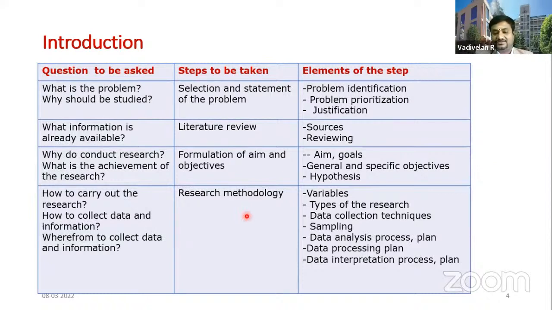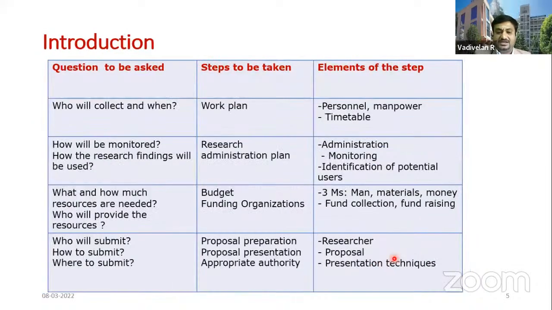It may vary with the type of grant or the type of work we carry out. So we call these the variables, the type of research, the data collection techniques, the sampling, and the data analysis process, and how you are going to plan that process of data, and next, how you are going to interpret it with proper statistical analysis. And the next question asked is: who will collect and when will they collect.